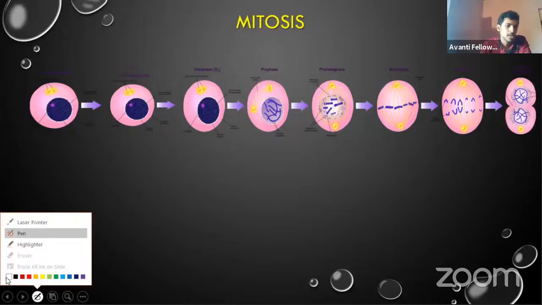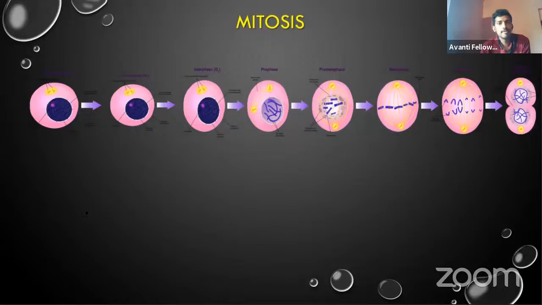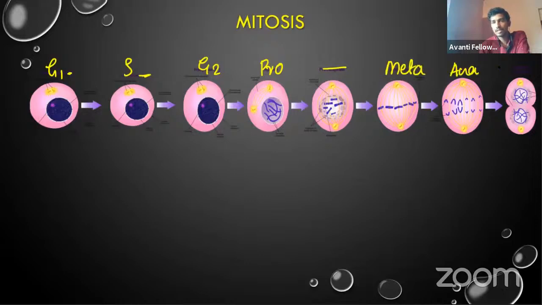Leave it, no issue. So first, we will discuss the variation of chromosome number and DNA content in the mitosis process. If I note the different phases, this one is G1, this one is the S phase, this one is G2 phase. Next one is the prophase, we will leave this one, and this one is the metaphase, this one is the anaphase, and this one is the telophase. First, we have to find the DNA content.